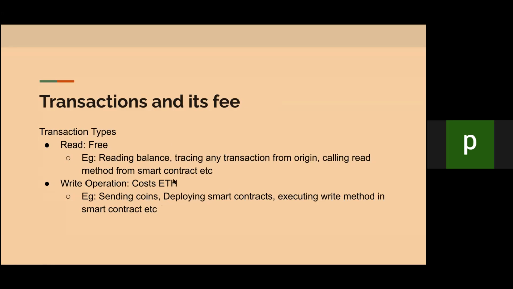ETH is the native digital currency of the Ethereum network. So every write operation will cost you ETH. So what are the write operations? When you are sending some coins to anyone, you are actually changing the state of some account, so you are creating a blockchain transaction for that. Deploying a smart contract, you are putting some code onto the blockchain network. That is also a write operation.